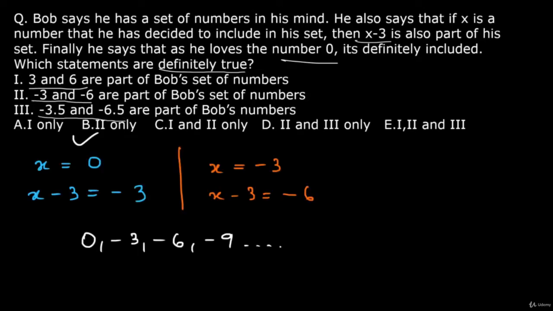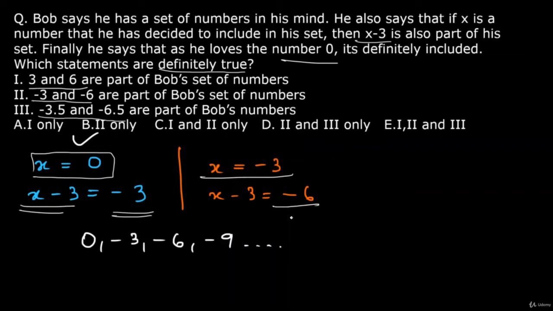Alright. Over here, it's given that 0 is definitely included, right? So therefore, x minus 3 also has to be included. Therefore, 0 minus 3, that's minus 3, also has to be included, right? Now, if x is equal to minus 3, then x minus 3 would be minus 6. Therefore, minus 6 also has to be included. And hence, the numbers that should definitely be part of his set of numbers are 0, minus 3, minus 6, minus 9, etc. And that comes to answer option B over here, because only minus 3 and minus 6 are definitely included in this set. And that's answer option B over here.